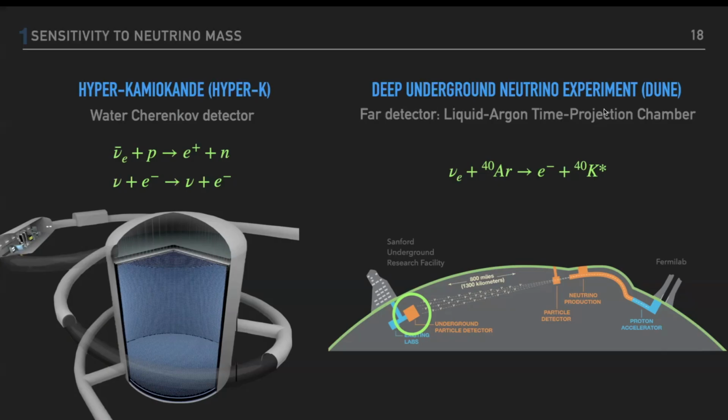Hyper-Kamiokande will be a water Cherenkov detector, so mainly sensitive to inverse beta decay interaction of electron antineutrinos on free protons, but also sensitive to elastic scattering on electrons of all flavor neutrinos. With the gadolinium upgrade, these two interaction channels can actually be separated and treated as statistically independent channels. The Deep Underground Neutrino Experiment, in particular its far detector, will be constituted by 4 modules of liquid argon time projection chamber, so mainly focused on the electron component of the supernova neutrino flux through charged current interaction with argon nuclei.